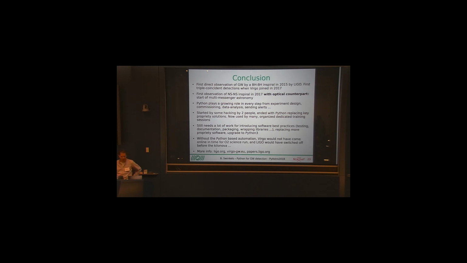The type of work we did so far is not a really good example of how you should write nice software. It was basically an ugly hack done by people with too few people and too little time. But it's my conviction that by using Python, we managed to save many months. If we hadn't used that at Virgo, we would have been too late to join the O2 science run, which would have meant that LIGO would have switched off because they were waiting for us, which would have meant that they wouldn't have detected the kilonova. That's it.